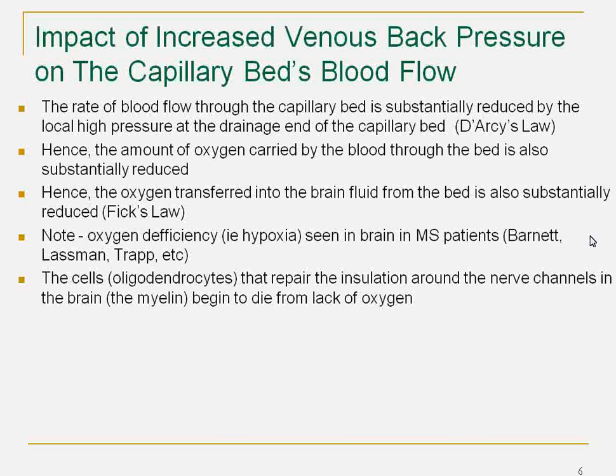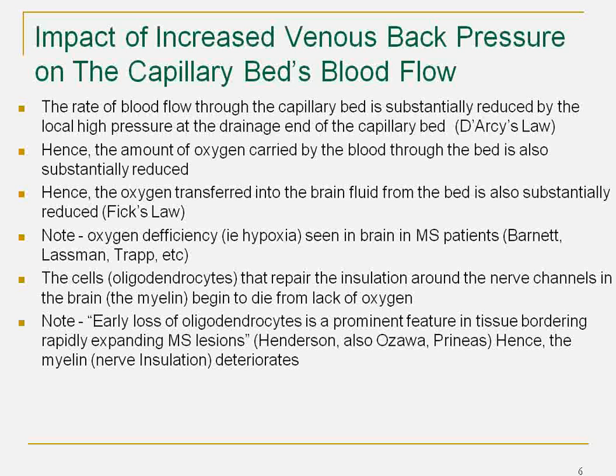Now I have to use this word for this cell. These cells, the oligodendrocytes, their function is to repair the myelin that exists around the nerve channels in the brain. These cells have the function of making sure that the myelin remains healthy. They are a repair function. But they are living cells and they begin to die from lack of oxygen. That means they're not able to provide the repair function to the myelin.